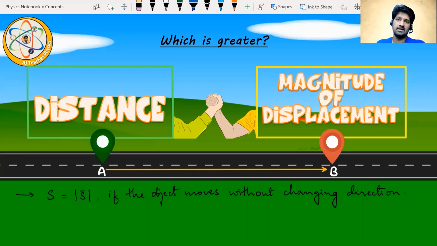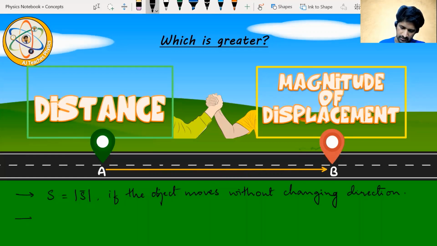Now you can go ahead and consider any of the infinite other paths that are possible from A to B. In every case, you will see that the distance will be greater than the magnitude of displacement. The only possible case in which distance equals the magnitude of displacement is when the object moves without changing direction. If there's a change of direction even once, the distance would become greater than the magnitude of displacement.